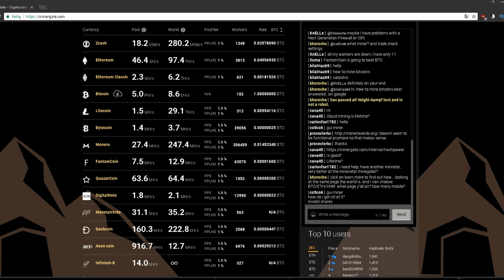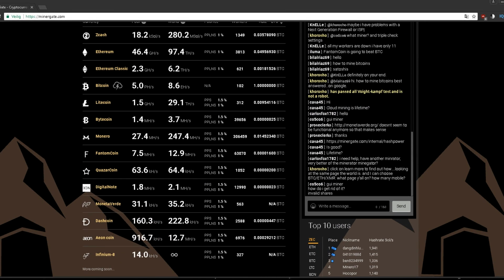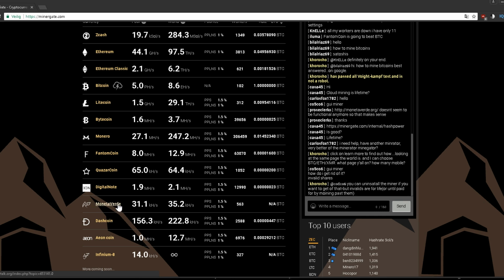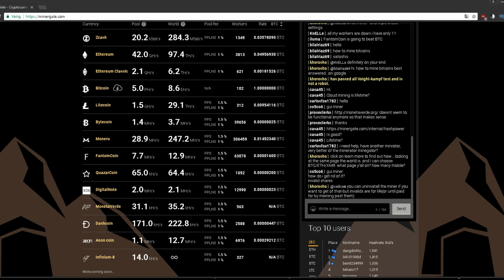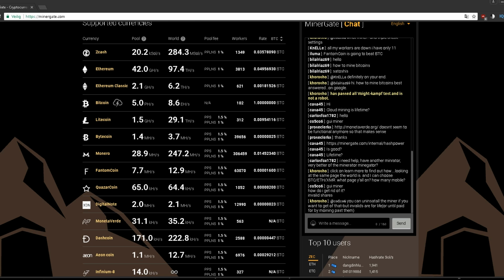Okay, I'm gonna be telling you guys something really important. I think that Infinium 8 is a dead coin, so you don't want to mine that. And also I think perhaps Moneda Verde is also a dead coin. What does that mean? That they are unsupported, and if you mine them you can't use them. As you can see here, you can see workers.